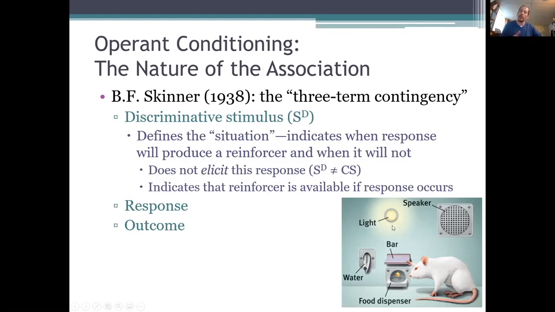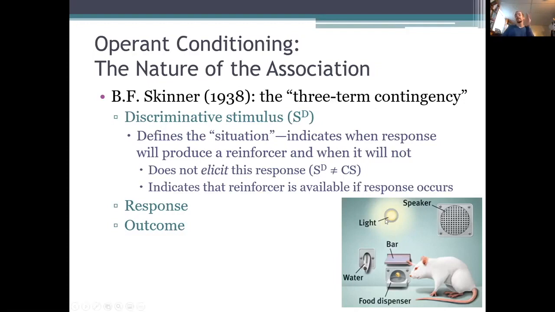And so it will learn to discriminate, right? It'll learn to discriminate between situations where pressing the bar gets reinforced and situations where pressing the bar doesn't get reinforced. And the light is the stimulus that it uses to tell those situations apart from one another. So the light is the discriminative stimulus. That's the SD here, okay?